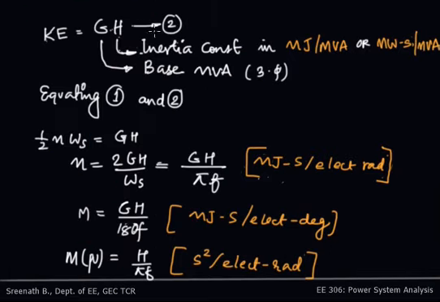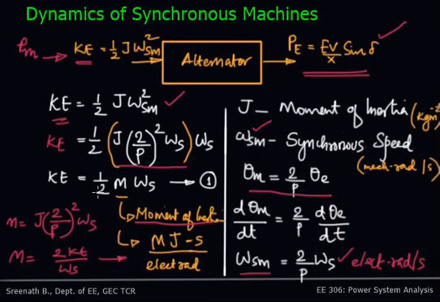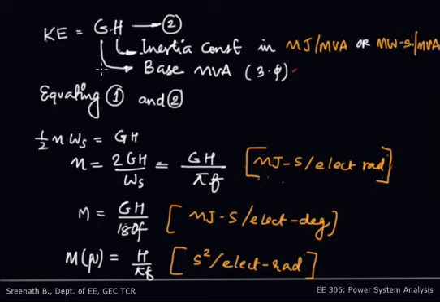Now your kinetic energy can also be expressed as G into H, where H is the inertia constant in megajoule per MVA or megawatt second per MVA, and G is your three-phase base MVA. Now equating your two kinetic energy equations, equation 1 is kinetic energy equal to half M omega S. When you equate these two, you will be getting half M omega S is equal to GH.